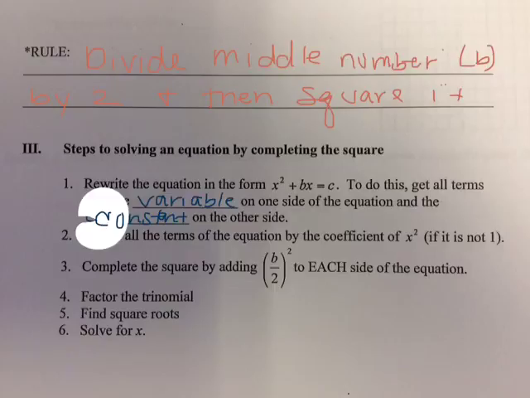Next, divide all the terms of the equation by the coefficient in front of x squared, if it's not 1. If there's no number in front of the x squared, you don't need to worry about that step. Then we're going to follow that pattern. You take the middle number, divide it by 2, and square it. And you're going to add that result to each side. Then we're going to factor the trinomial, find the square roots, and then solve for x. And we'll see an example here in a second.